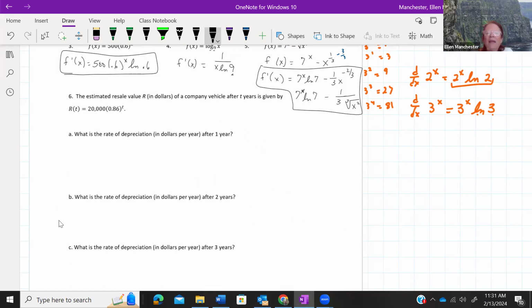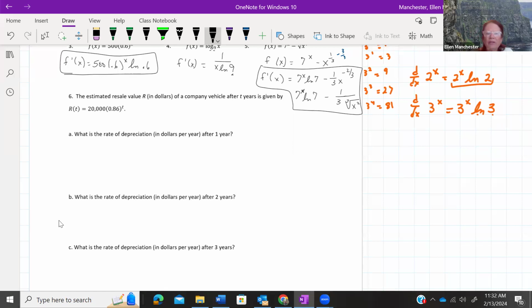All right, so we have the estimated resale value. This is capital R in dollars of a company vehicle after t years. So again, always notice what your variables represent. The capital R represents the resale value. The t represents the number of years. Okay, so that's going to be key. So then you'll know where to put the information in.